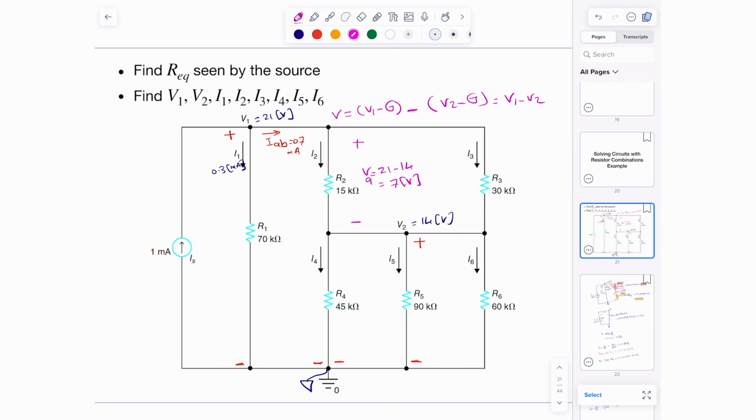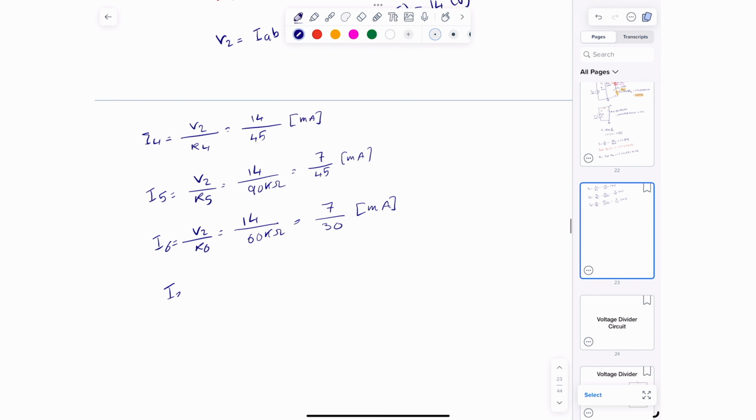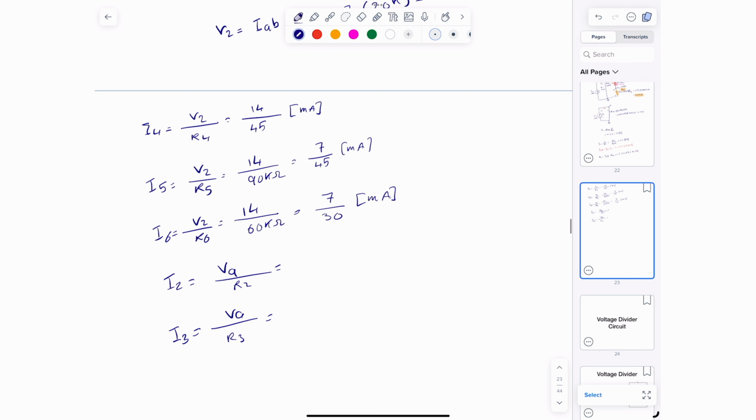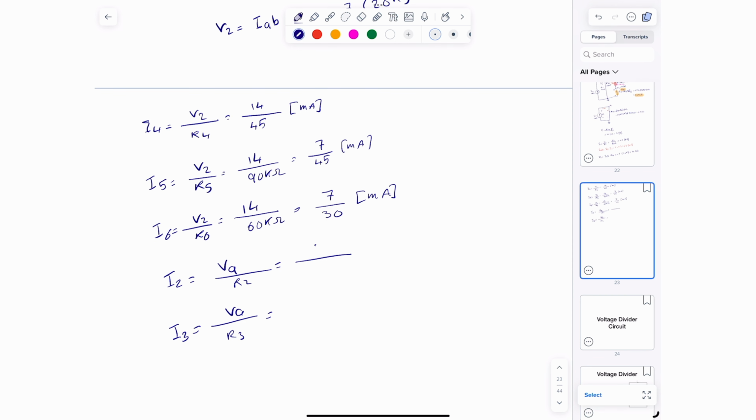Now that we know the voltage across R2 and R3, it's straightforward to compute the currents I2 and I3. I2 is simply VA divided by R2, and I3 is VA divided by R3. And of course, just to double check, passive sign convention tells me this positive is hitting the positive, so that's divided by 15, and this is 30. So this is 15 and this is 30. That here is simply 7 divided by 15, and this is 7 divided by 30, both in milliamps.